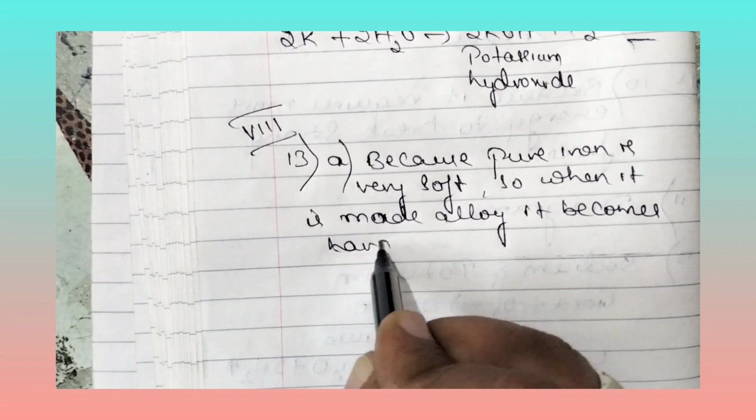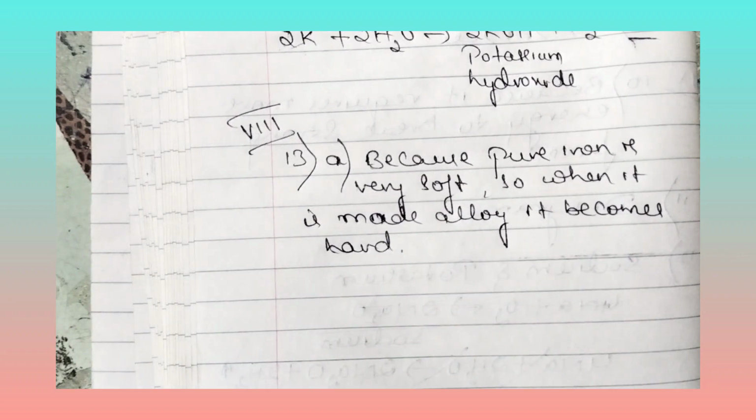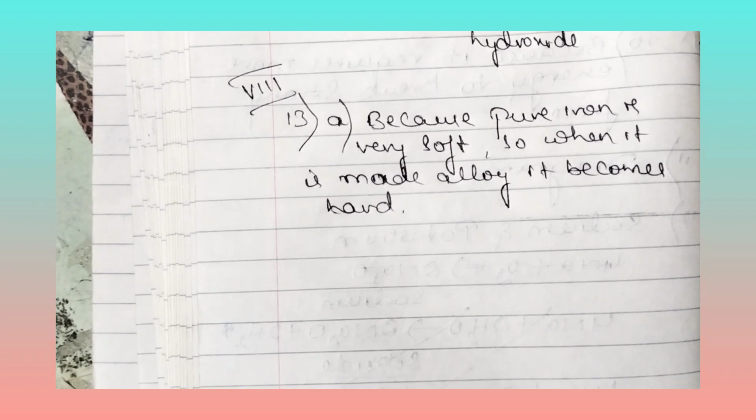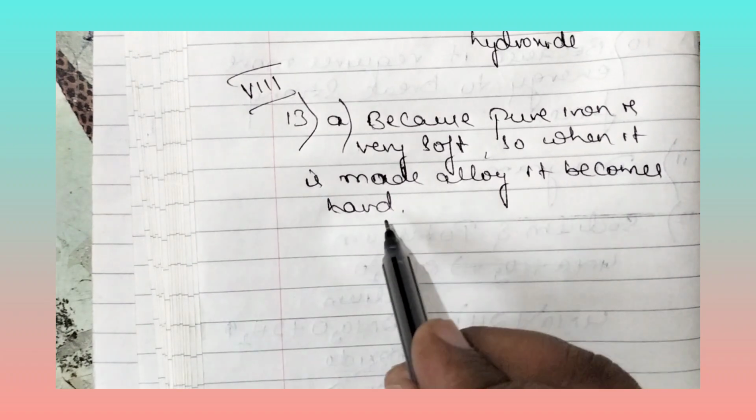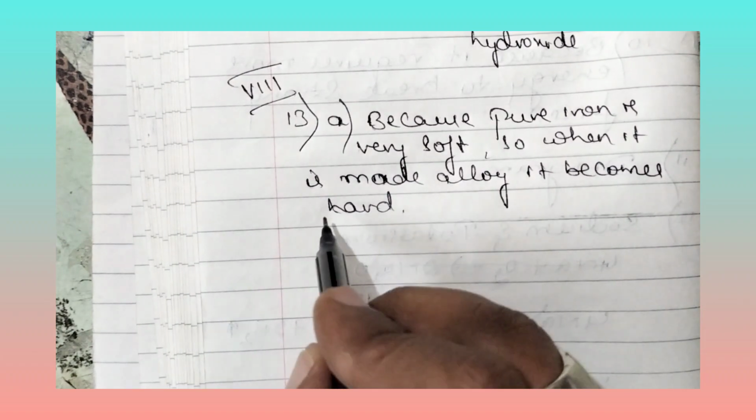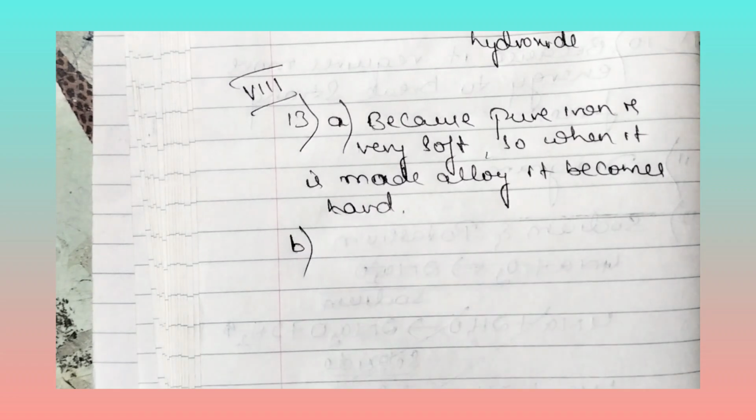Therefore we have to make it an alloy, because pure iron is very soft. Since it is very soft, we cannot use it, because the main property of iron is hardness. So to get hardness we have to make it an alloy. So in that one, the second question is there.